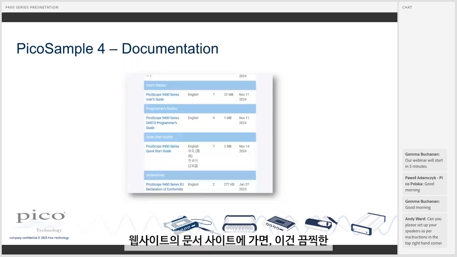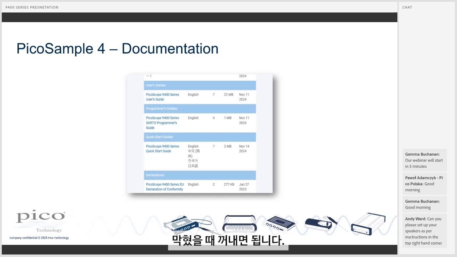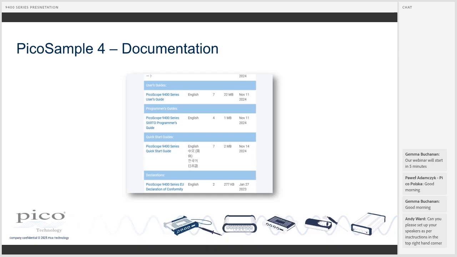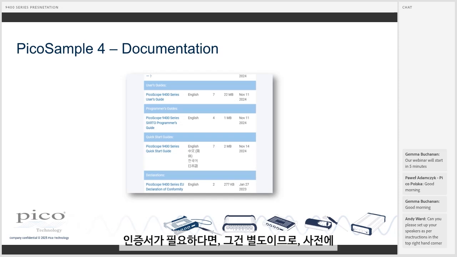If you go to the documentation site on the website, there's the user guide, the dreaded user guides. If anyone's like me, you very rarely use them. You get them out when you become stuck. We have a programmer's guide, and we have a quick start guide in different languages as well. There's also documentation on the site as well, such as declarations of conformity. Incidentally, if anyone's ordering one of these instruments and you do require a calibration certificate, that's separate, please do let the sales manager know in advance of that. That's a very different document to the declaration of conformity.